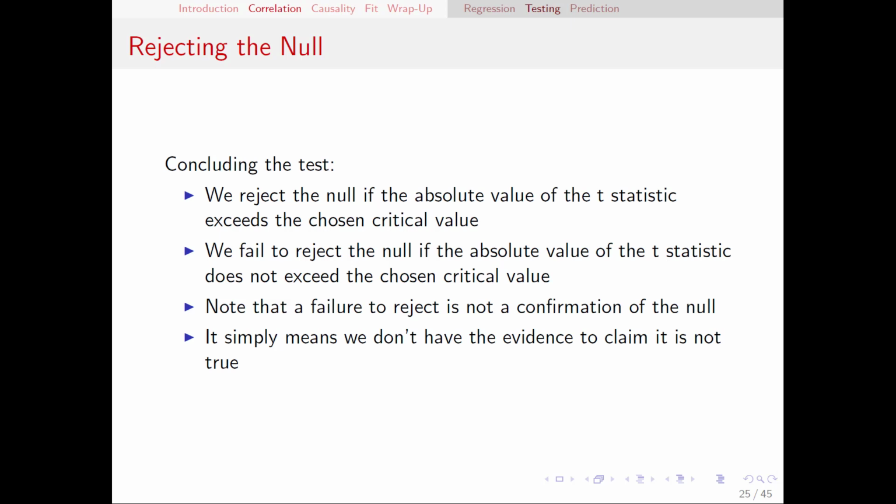To finish up the test, we compare the absolute value of our t-statistic and see if it exceeds our chosen critical value. If the absolute value of the t-statistic does exceed the critical value, then we reject the null. If it does not, then we fail to reject the null. I've chosen this language very carefully because it's important to point out here that a failure to reject a null is not a confirmation of the null. All we can do with a hypothesis test is conclude that the null is false, or not conclude. That does not necessarily mean that the null is true, though. We simply don't have the evidence to claim that it is not true.